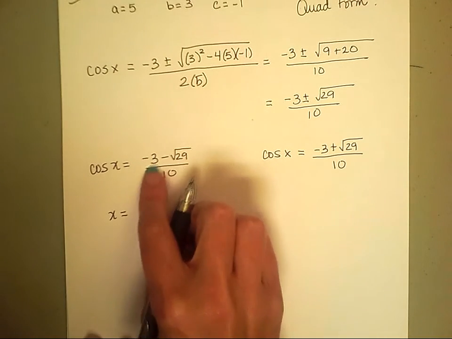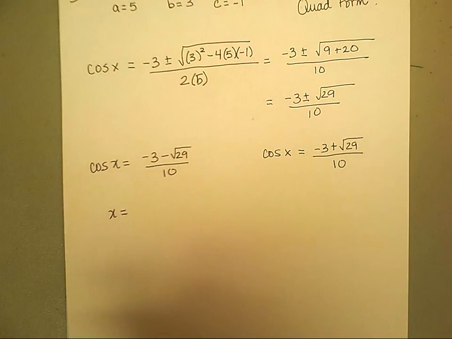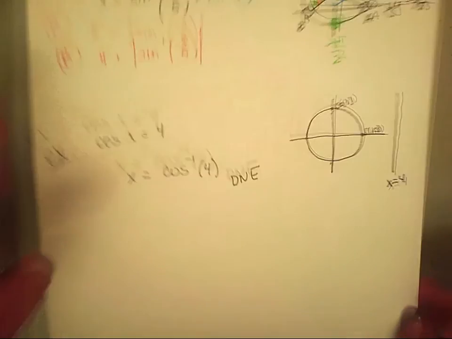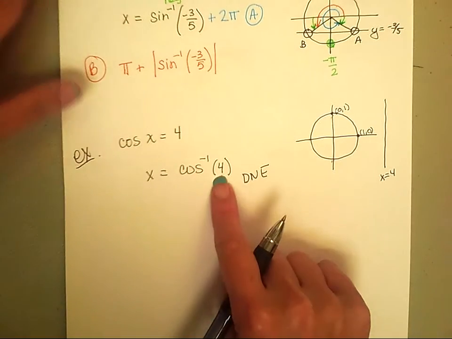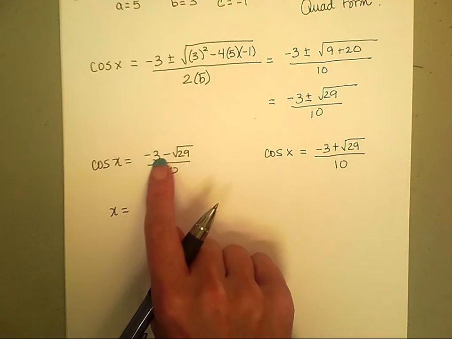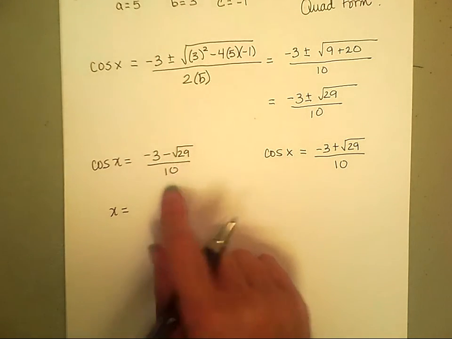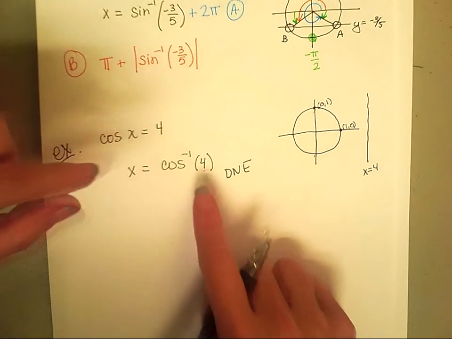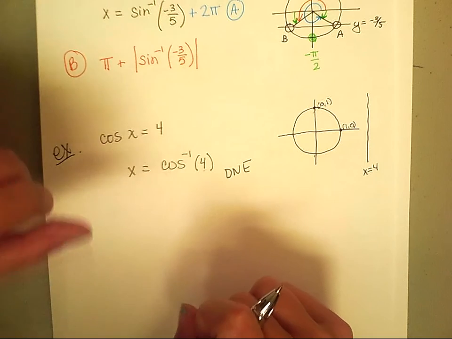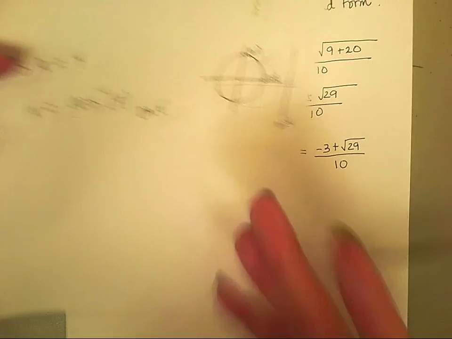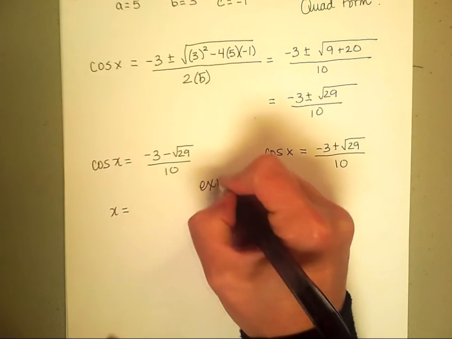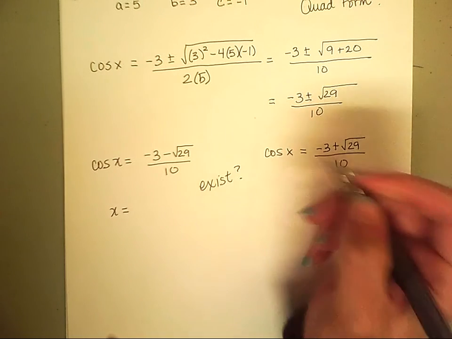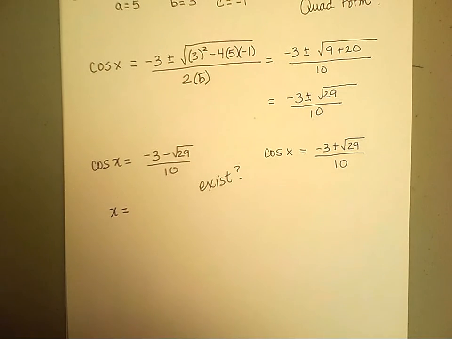So to solve this, what we would do is take the inverse cosine of both sides. But what we just saw is that if the number we put inside here, in this case (-3 - √29)/10, gets larger than positive 1 or more negative than negative 1, we're in trouble. So we have to ask about existence. Do these angles even exist?